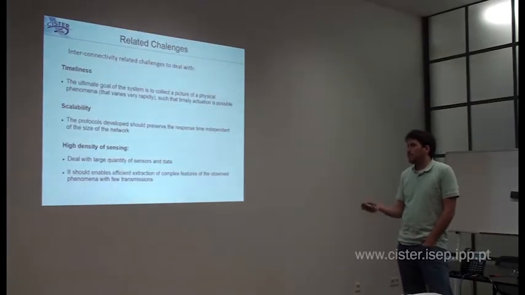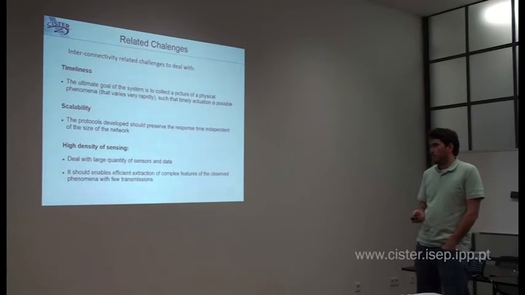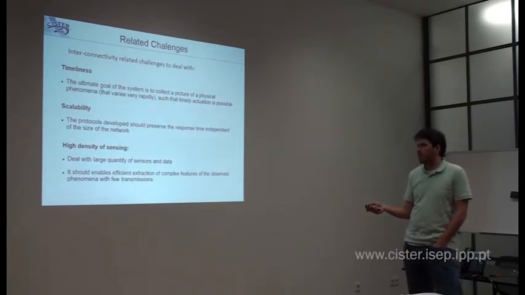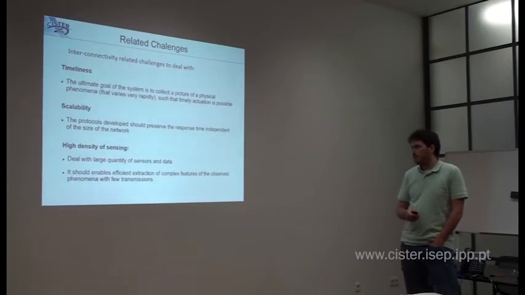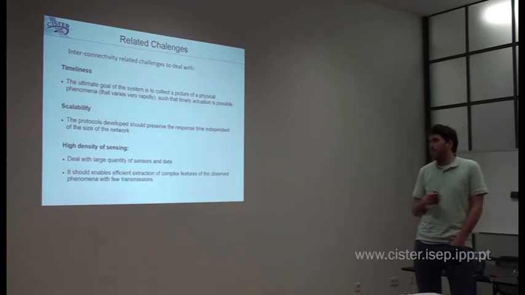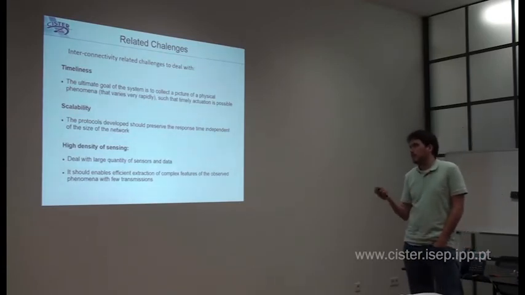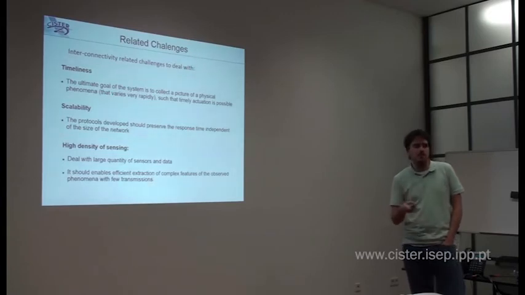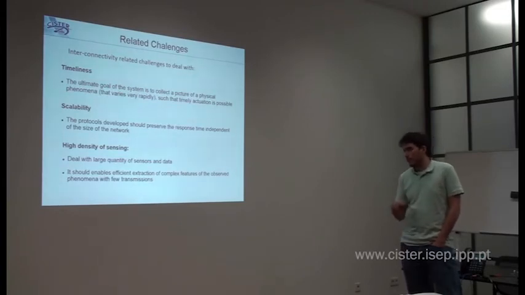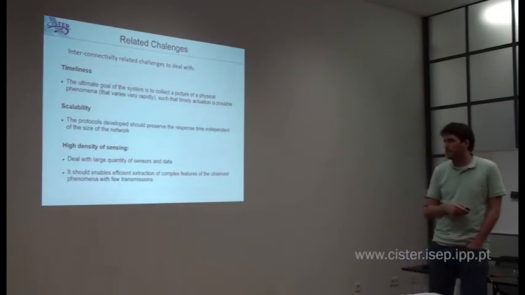But this is more or less how it would look like. And so these are the issues I just talked about. You have to be able to scale up, deal with a high quantity of sensors, and extract data efficiently and on time. So if you have a closed loop, it's important to have time guarantees and predictability.